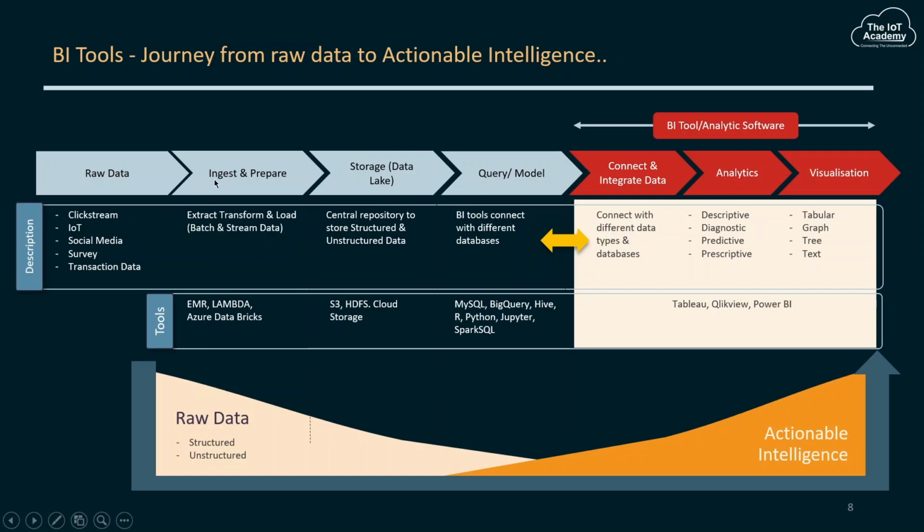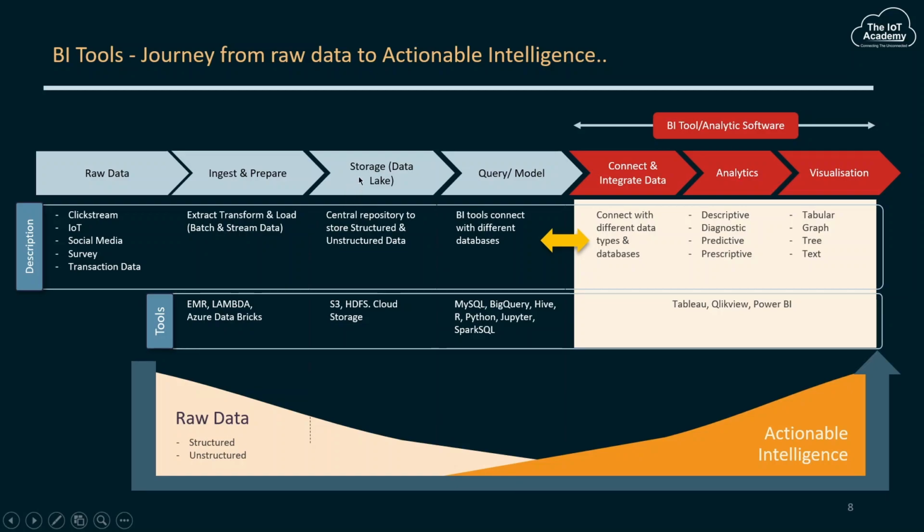As a first step, this data is ingested and prepared to be stored in a repository. This process is called ETL, extract, transform, and load. Input data can be of batch or stream form.